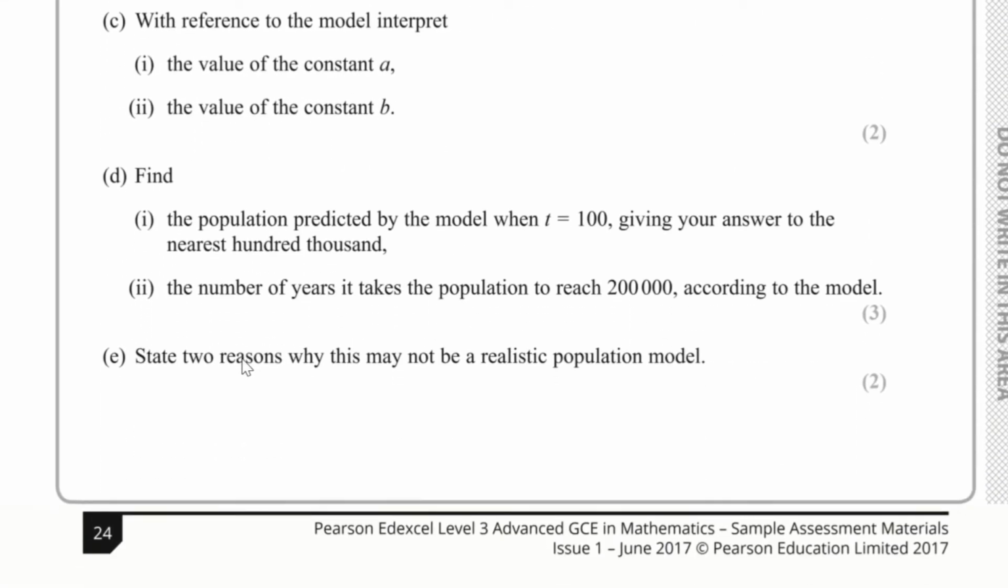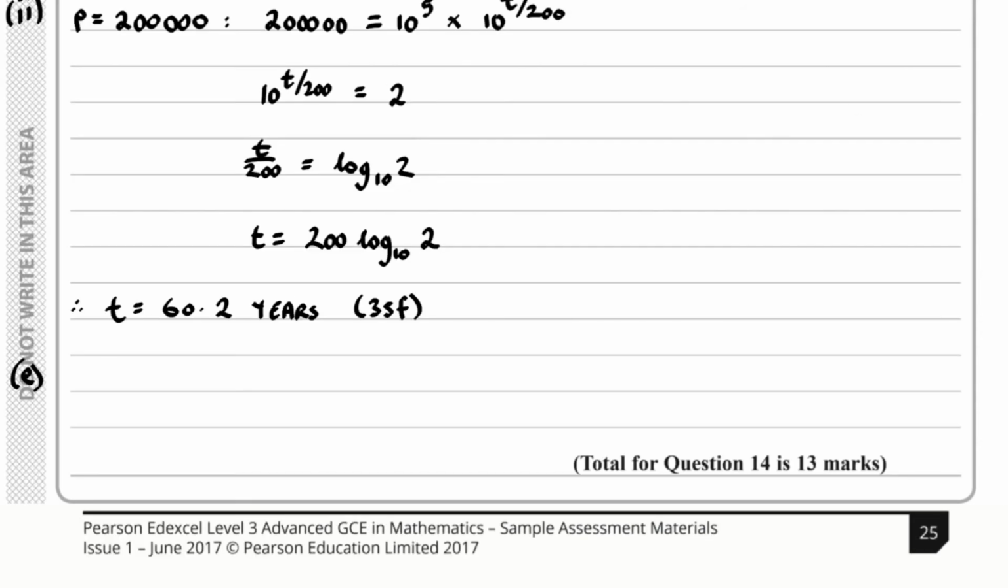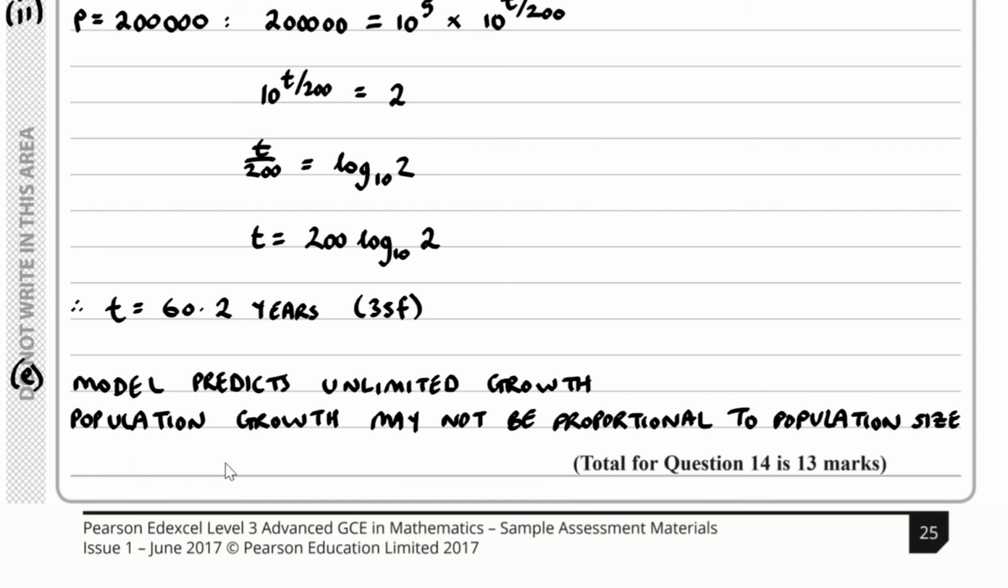Now, for part A, we have to state 2 reasons why this may not be a realistic population model. Well, for our first reason, the model predicts unlimited growth, and for the second reason, the population growth may not be proportional to the population size.